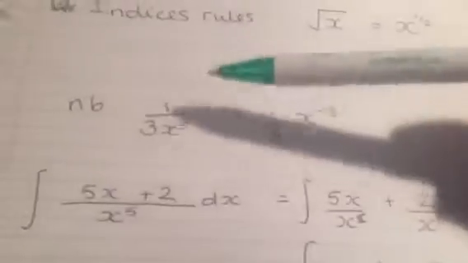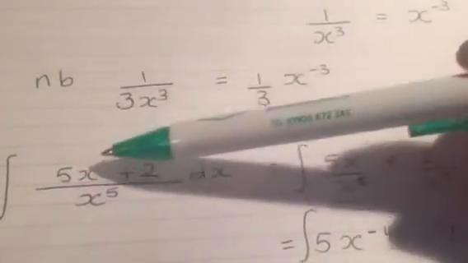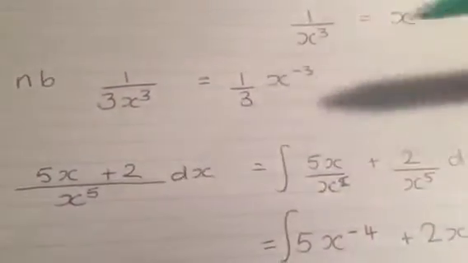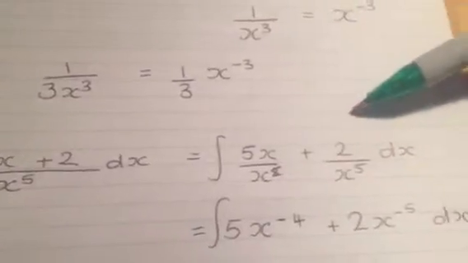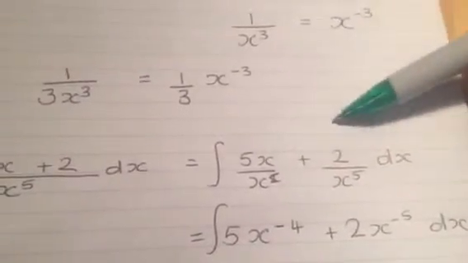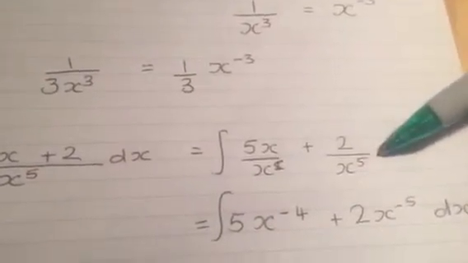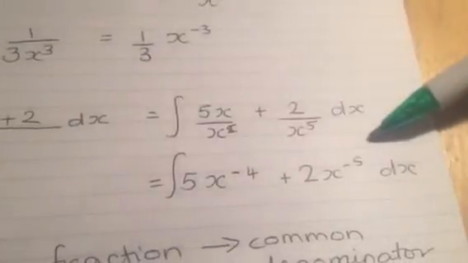You might also get ones that are fractions that look like this. So to integrate this, before I can do anything, I've got to separate it out, and what I do is I put it and separate it into two separate fractions with the 5x over the x to the 5 and the 2 over the x to the 5, and then I use my rules of indices to tidy those up.